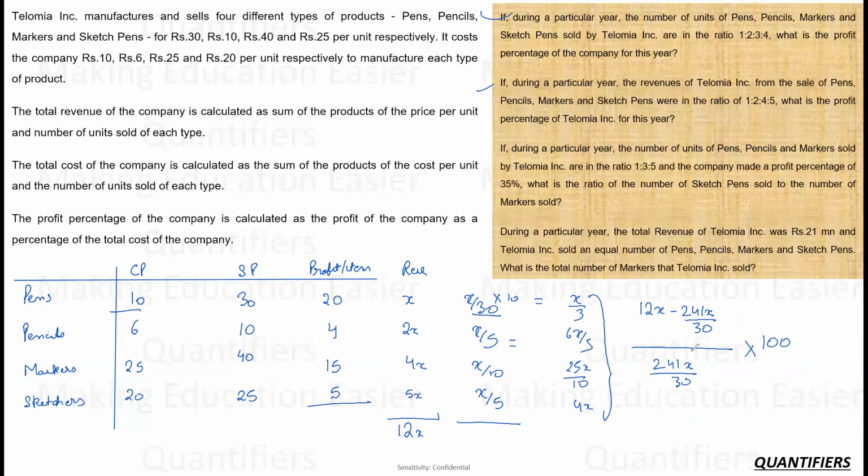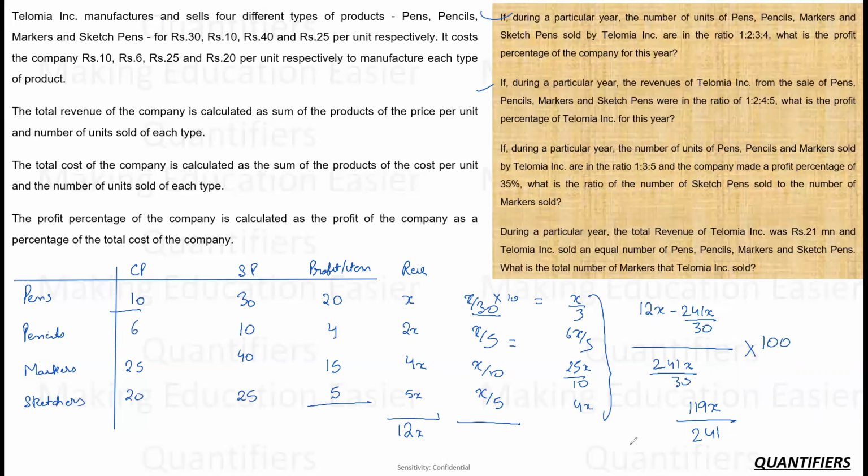That would be approximately 30 into 12, 360. 360 minus 241, that is 119x by 241x into 100, x and x cancelled. This would be approximately 50% is 120, so it is a little less, so 49.5% approximate. This would be the required answer, right? Okay.